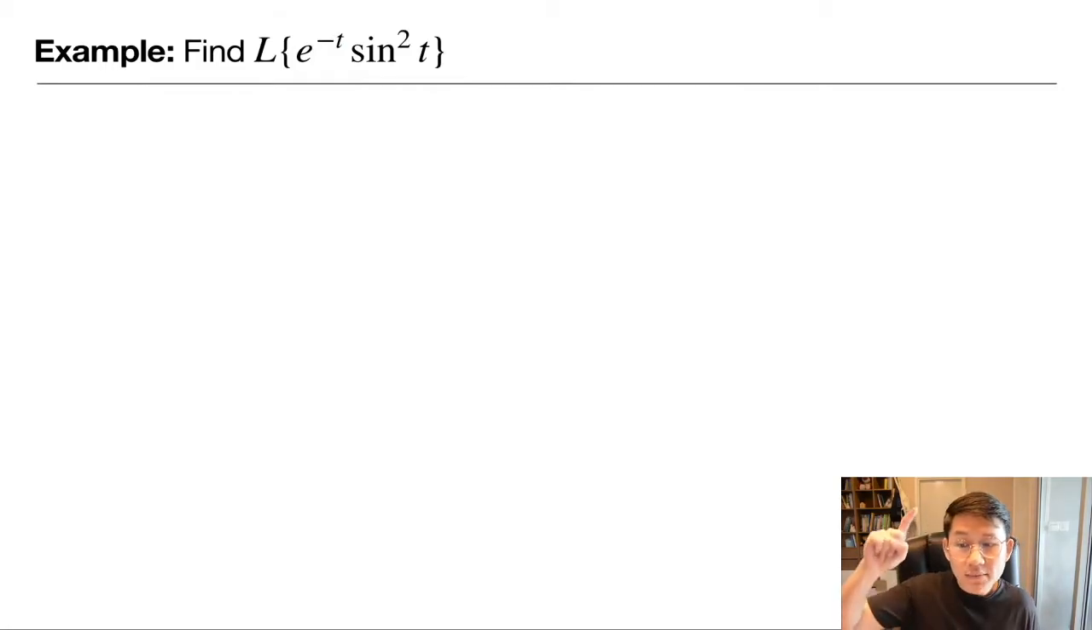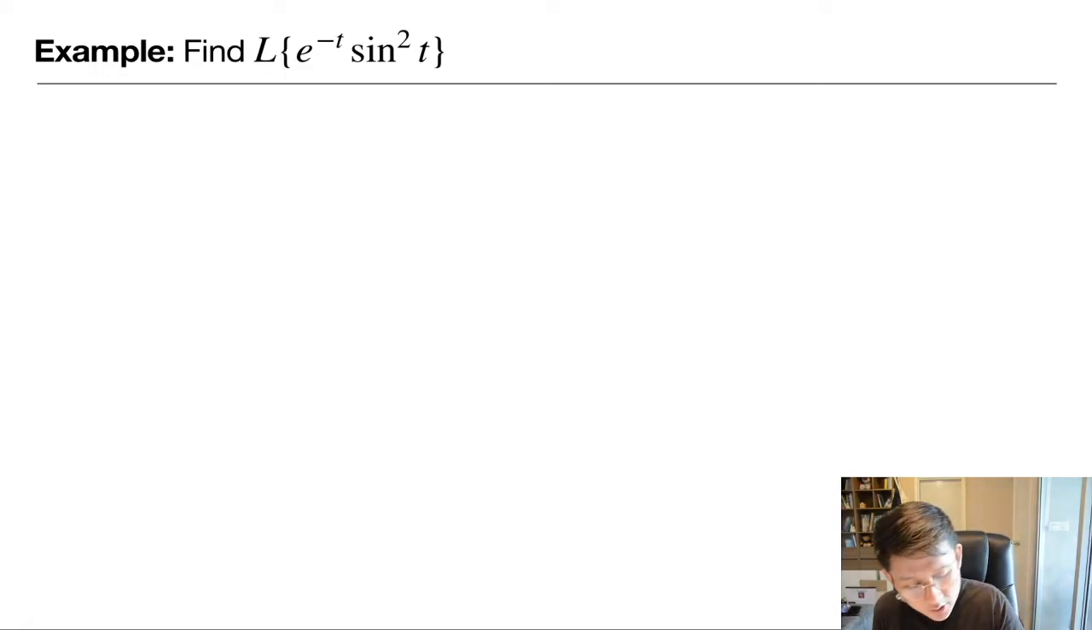It's e to the minus t sine squared t. If you go and look at the formula, you will see that we don't have the formula for e to the minus t sine squared. We also don't have the formula for sine squared, but we can use the properties of trigonometric functions, so we can somehow deal with that.